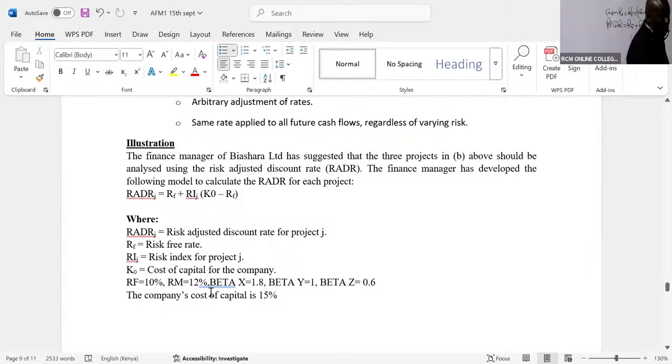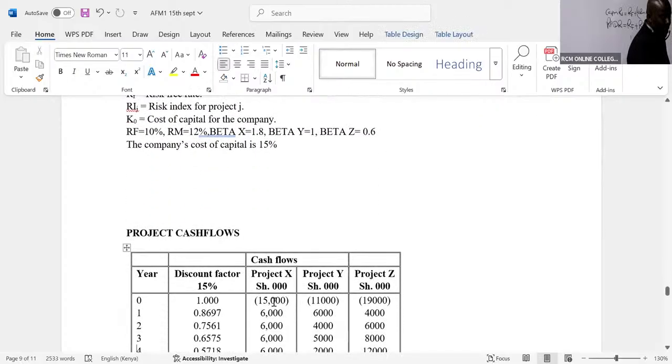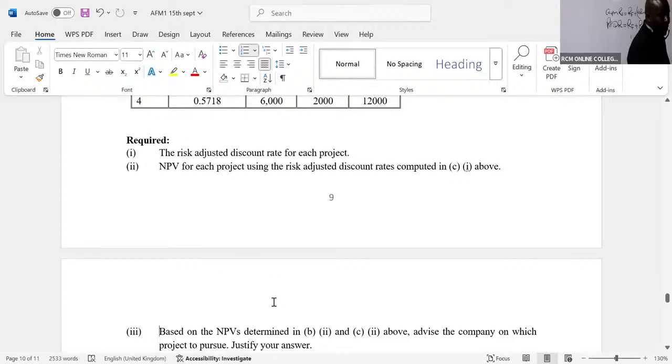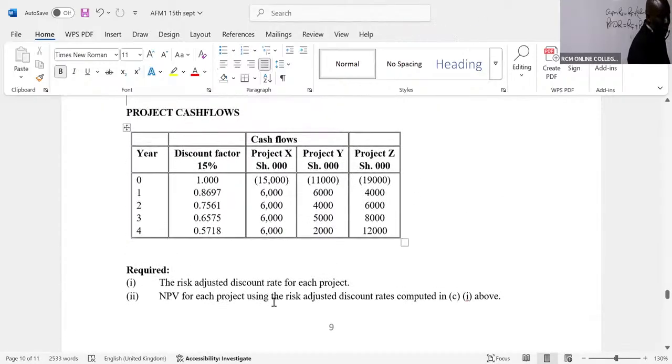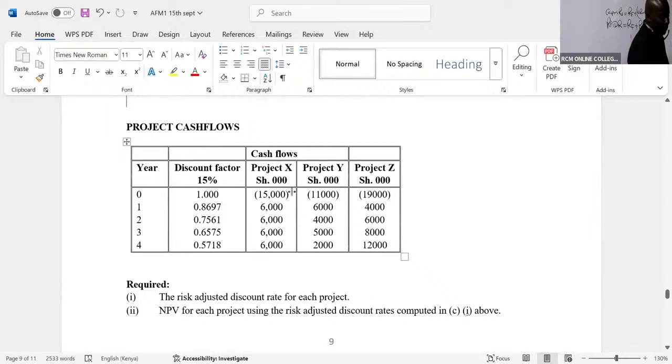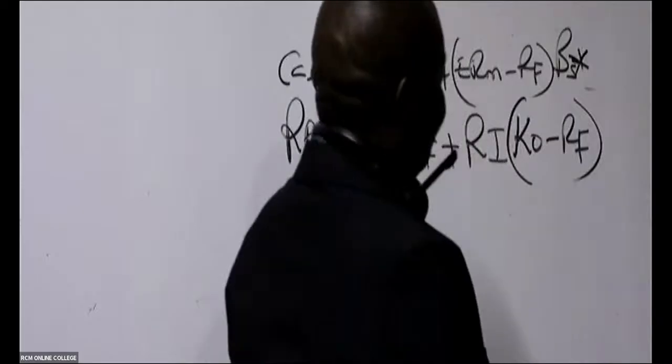Ke is the cost of capital for the whole company. The cost of capital has been given as 15%. So here, CAPM will use returns from the market. Here they want you to use Ke, which is the cost of capital, which is 15%. So they want us, number one, to give them the RADRI for each of these projects. So we start with RADRI of project X.